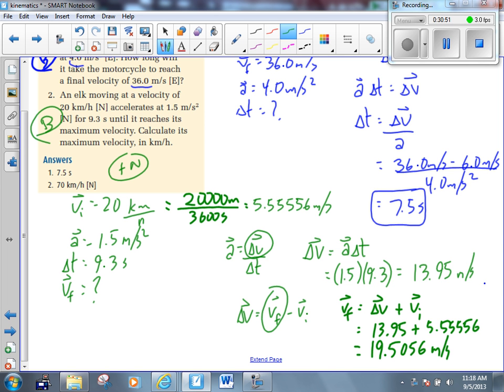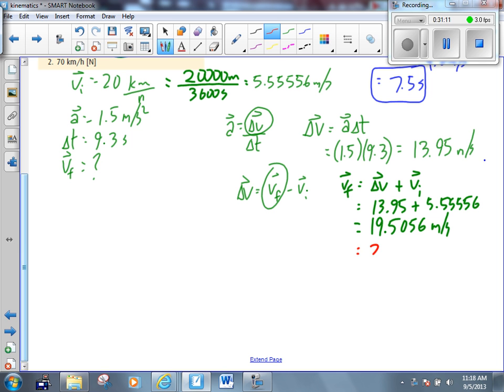Where would we round that to? How many digits? 19.5056 should be rounded to, well, this is 2 digits. This is 2. This is 2. Final answer should be 2 digits, which would make it 20 meters per second. It asks you for the answer in kilometers per hour, but again, I don't really care about that right now. We'll deal with that later on. Okay, if you get meters per second, that's good.